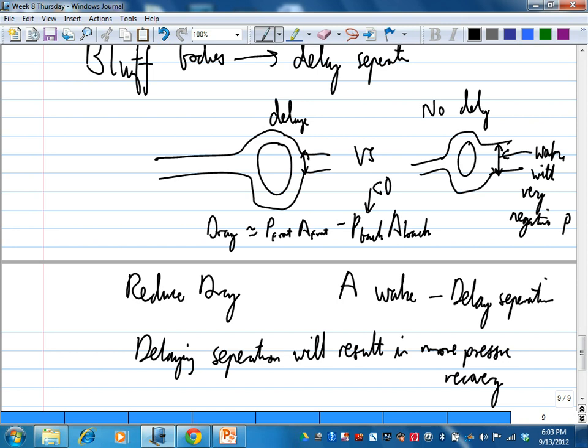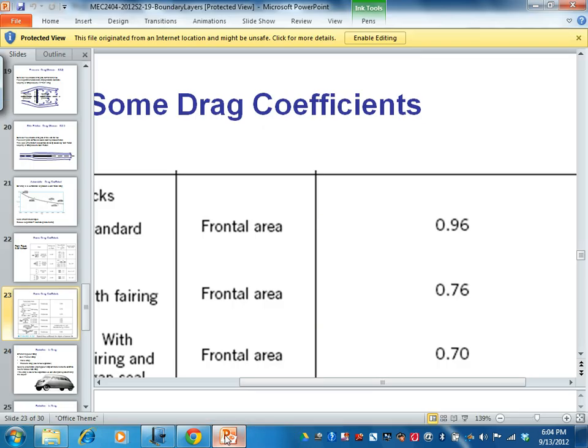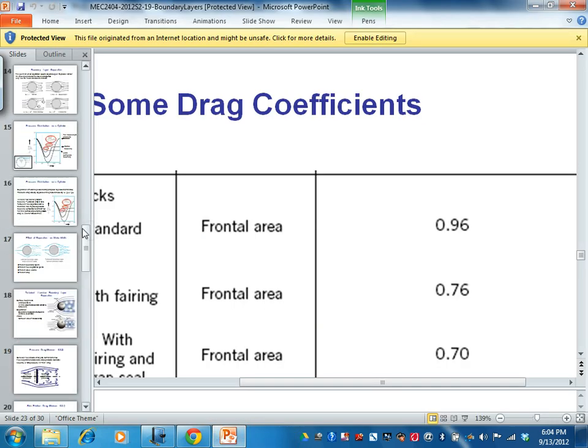Delayed separation gives more pressure recovery, which means the pressure will initially go negative, but more pressure recovery means it doesn't go so much negative. Negative means below atmospheric. All the pressure here is relative to atmosphere. So positive pressure is pressure higher than atmosphere, negative pressure is pressure below atmosphere. So far? To show the story, I think there's a picture here.